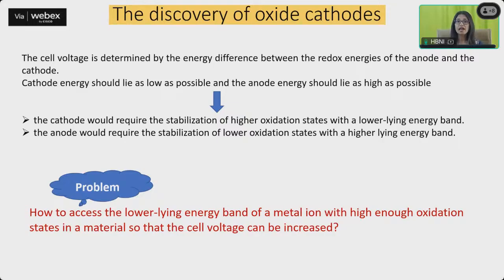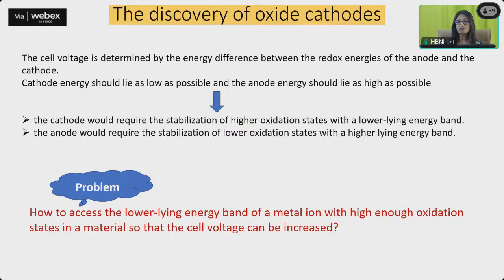If you want a cathode which lies as low as possible, then the cathode would require stabilization of higher oxidation states with a lower lying energy band. And the anode, because its energy has to be as high as possible, would require stabilization of a lower oxidation state with higher lying energy bands. So what is the problem? The problem is that whenever you have a metal ion in a very high oxidation state, then accessing this lower lying energy band becomes a big problem. So then how to achieve that?